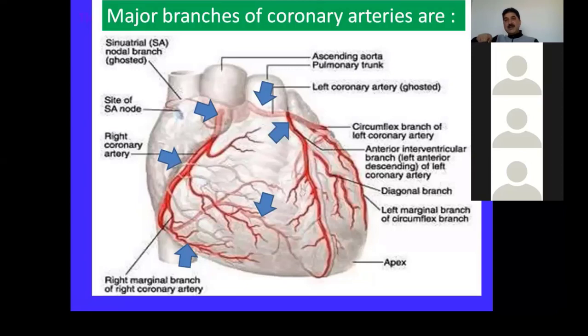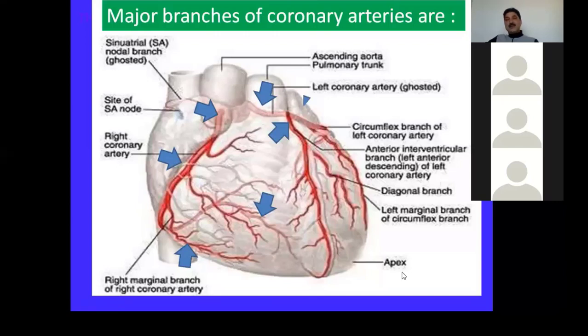Now, the left anterior descending is branched from the left coronary artery. It lies anteriorly on the sternocostal surface in the interventricular groove. Descending because it goes towards the apex of the heart. What happens thereafter? It enters the posterior part of the interventricular sulcus to anastomose with the dominant coronary artery.